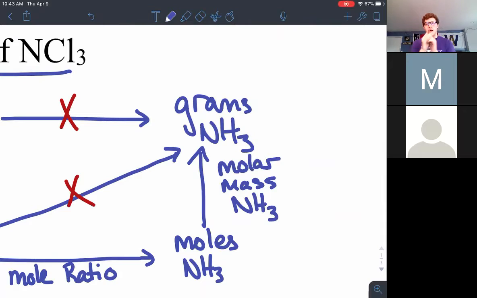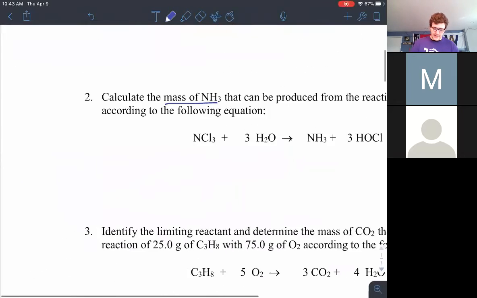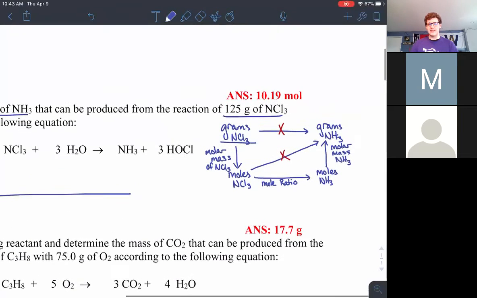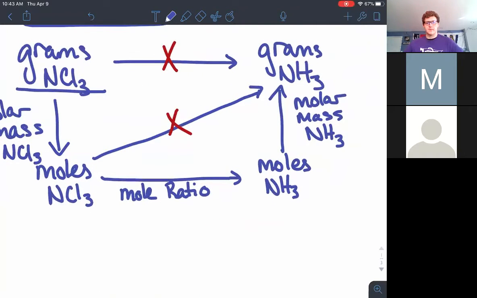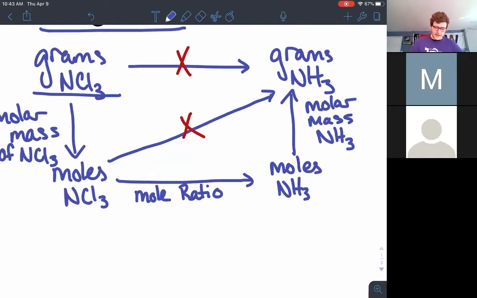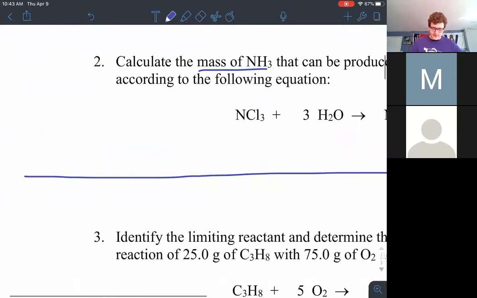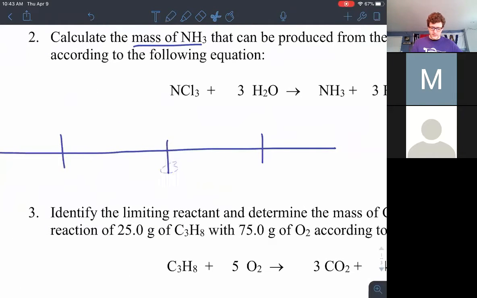So now that we have our outline set up, we know what we need to do. Now we're going to draw our railroad tracks and actually solve it, okay? So we're going to draw railroad tracks. And how many steps did we have to take here to get from grams to grams? 3, 4. We took 3 steps. 1, 2, 3. Which means we need 3 railroad track stops. So we're going to go 1, 2, 3.